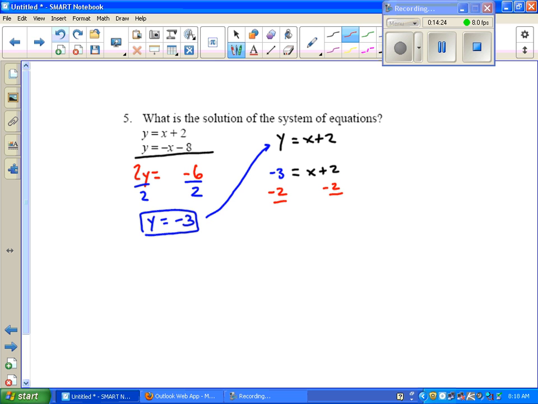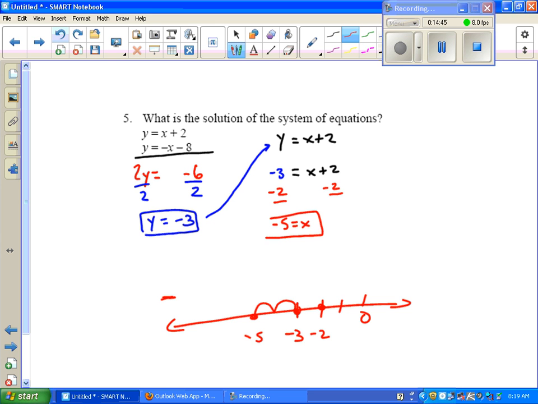Negative 3 minus 2, think of a number line if you ever get stuck with this. Remember, you add 0, negative 1, 2 is where you start. If you start at negative 3 and you're subtracting 2 more, you're going 2 more to the left, 1, 2. So you'll be at negative 5. So negative 5 equals x.